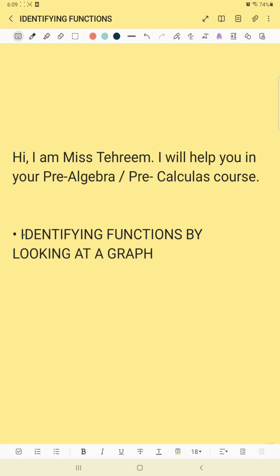Today we will learn how to identify functions by looking at the graph. So let's start with what is a function?